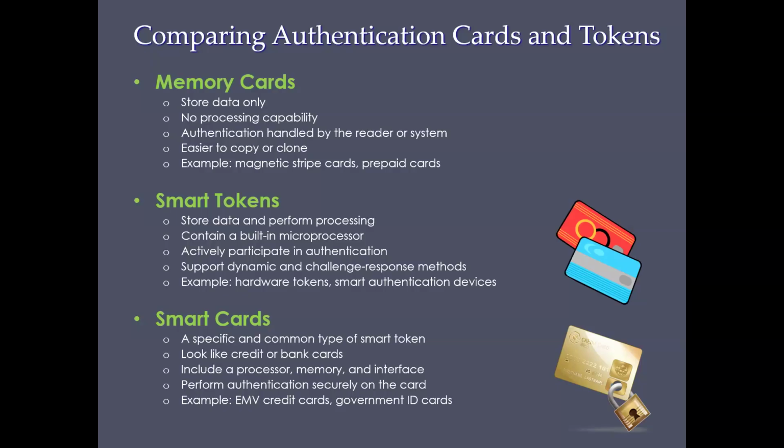Smart tokens and smart cards can store data and perform processing, and have a built-in microprocessor. So they can do authentication themselves, and they support dynamic challenge and response methods. Smart cards like bank cards or credit cards also have a processor, memory, and interface, so they can perform authentication securely on the card itself.